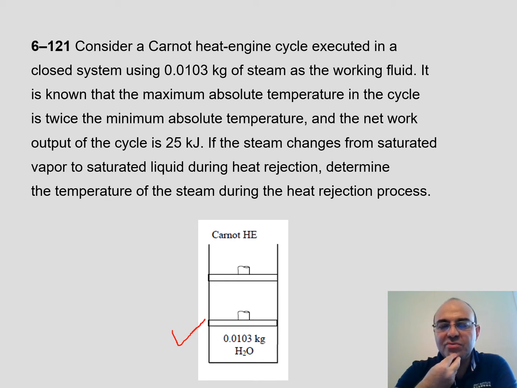Determine the temperature of the steam during the heat rejection process. So then it means that since we do have a phase change process from saturated steam or saturated vapor to saturated liquid, the temperature doesn't change during this process because it's a phase change process. So based on the given information, we need to find the temperature during the heat rejection. All right, so you may want to pause it, read it once or twice again.